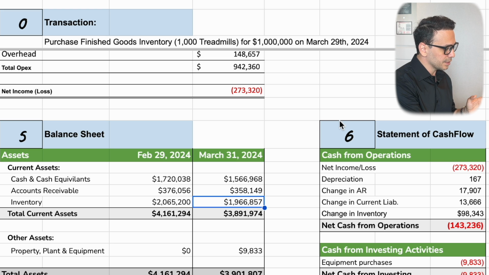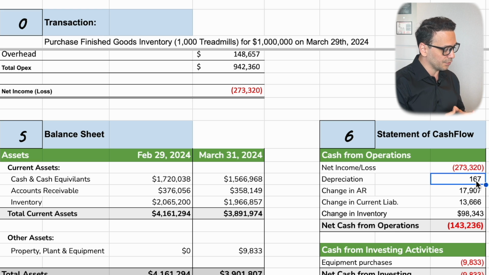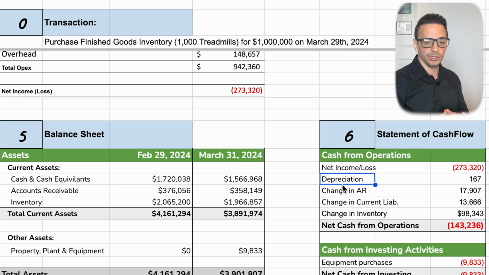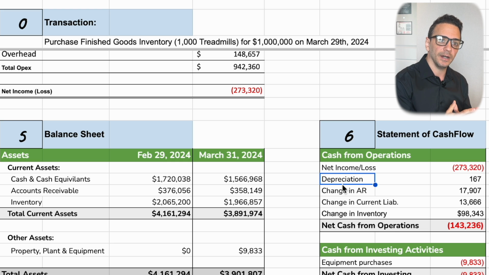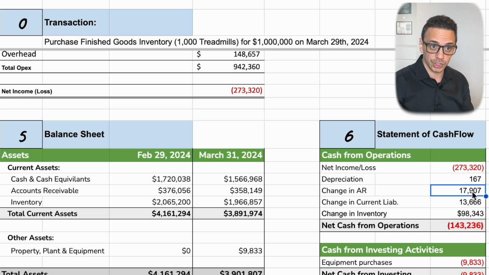But pretty much what it does is it takes the net income or loss from the period and then adds in non-cash items. So for example, here we have depreciation. Depreciation is non-cash, right? It's a non-cash expense. So we add it back. And then we have changes in the various balance sheet accounts, like changes in accounts receivable. Accounts receivable, in this case, for example, as you can see, it went down. So that's going to be increasing cash, right? Because accounts receivable going down means that you collected more cash, right?